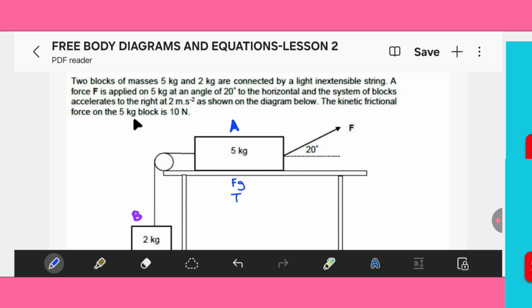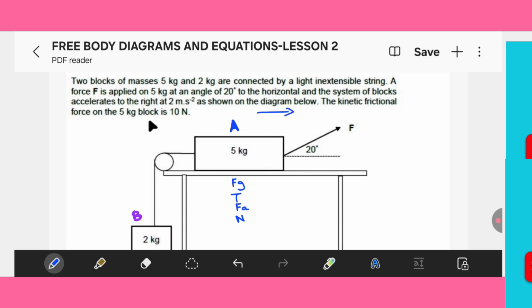A force F is applied on the 5 kg at an angle of 20 degrees to the horizontal. So also know that on this object you are also having the force applied. And you can see that this object is on a surface, so it will have normal force as well. And the system of the blocks accelerates to the right. So now we know that these objects are going to the right. So this is the direction of motion.